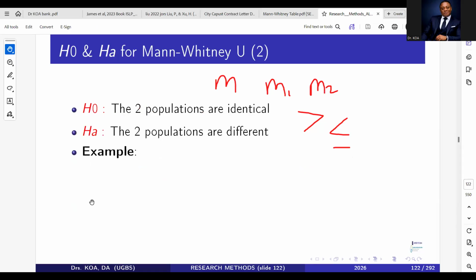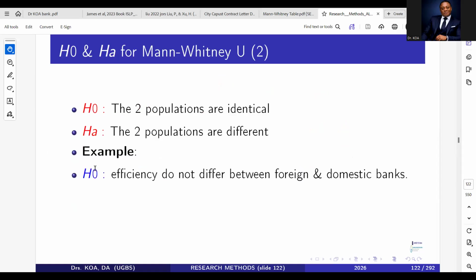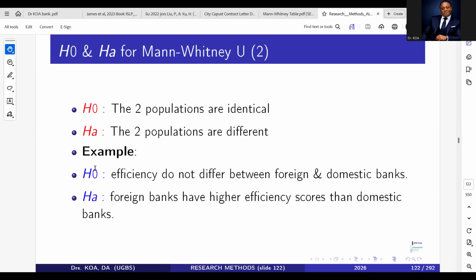Okay, let's take a couple of examples. Then you tell me how you write a null and how you write an alternative hypothesis. So example 1. This one is already telling you the null and alternative. The efficiency does not differ between foreign and domestic banks. Then the alternative says that foreign banks have a higher efficiency score than domestic banks.